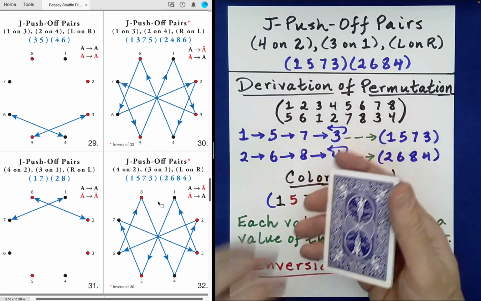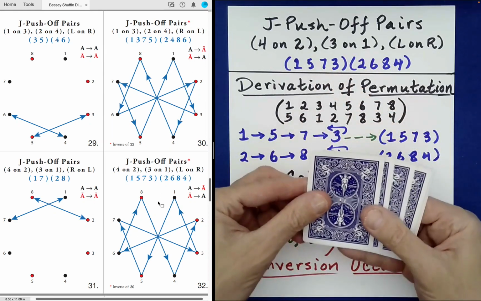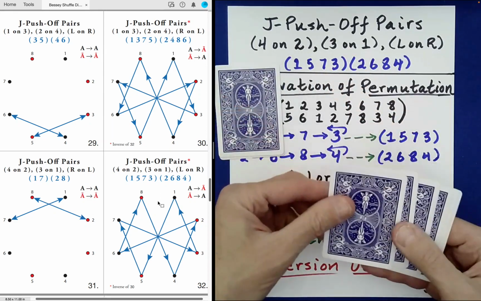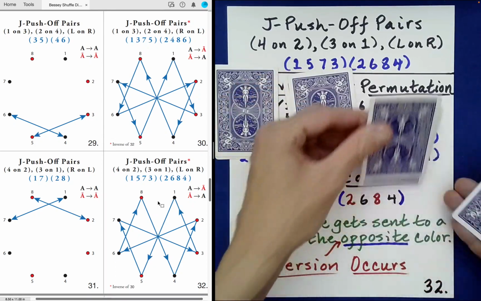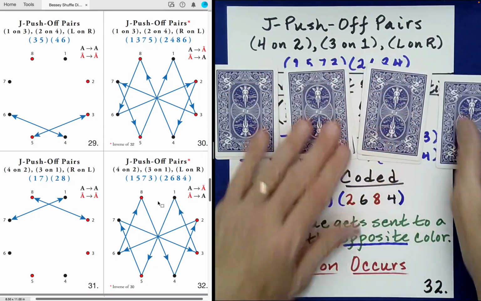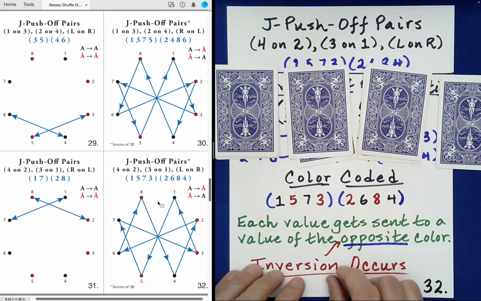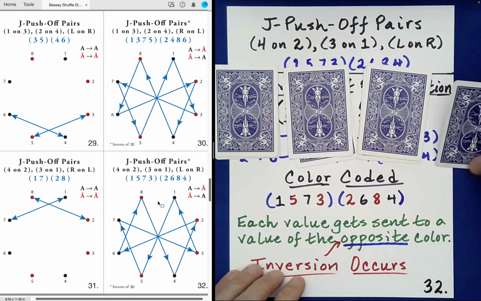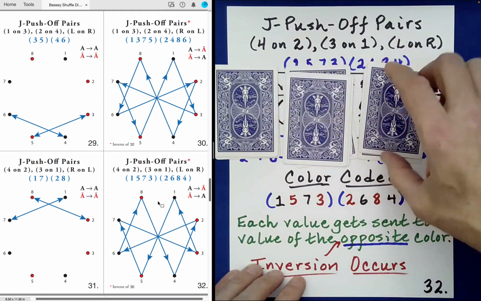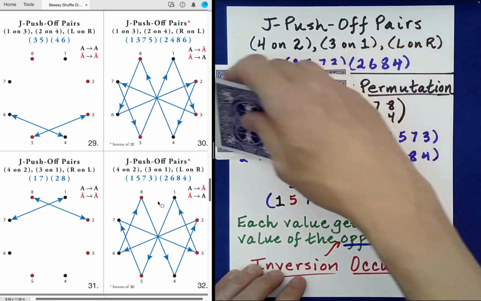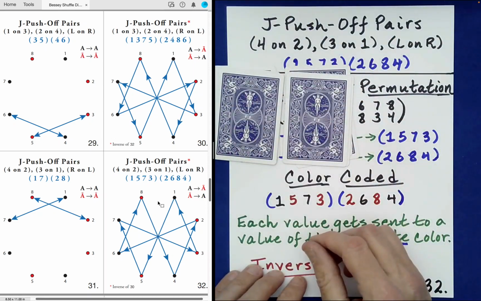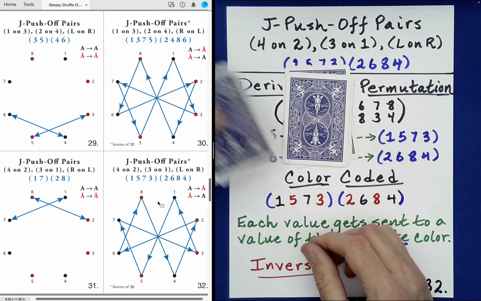So shuffle 32, we begin the same. We push off pairs, but this time the stacking is different. We're going to stack the fourth pile on top of the second, the third one on top of the first, and now we're going to stack the left pile on top of the right.